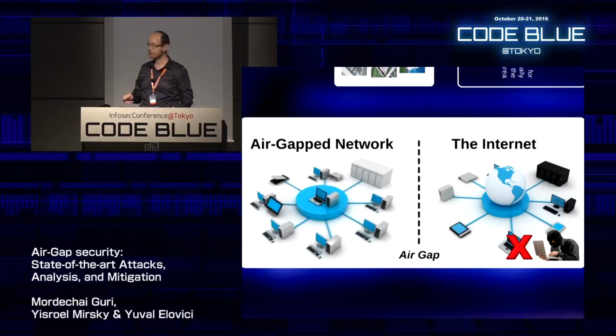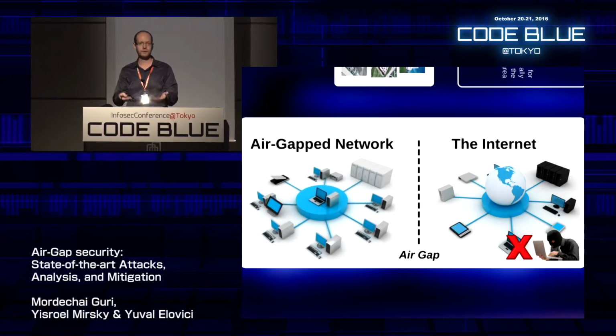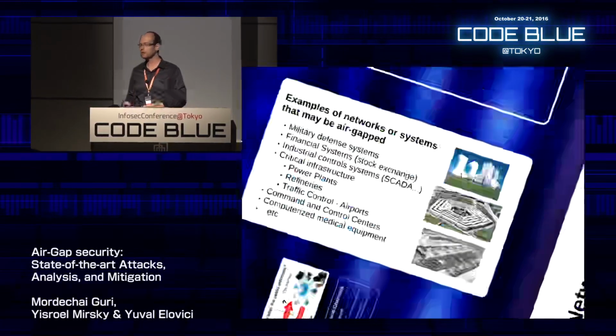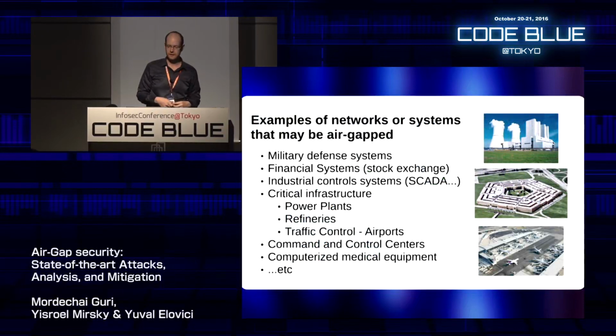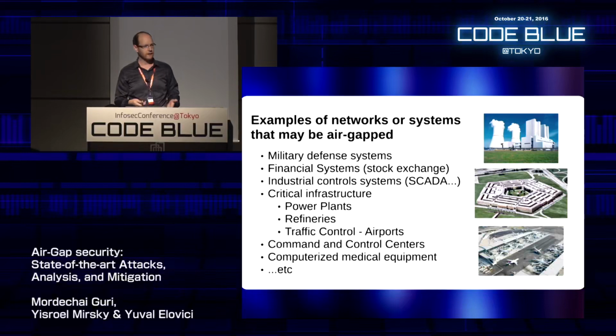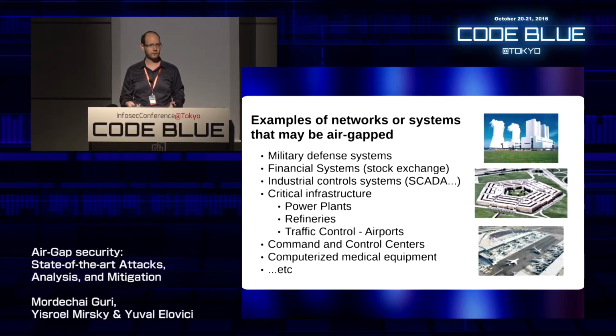You have an air-gapped network, some sort of installation, and you have the public network such as the internet, and the attacker, since he has no physical connection, no Wi-Fi, no Ethernet connection, can't communicate with the network and can't attack that network. Some examples of air-gapped networks that exist today are military defense systems, financial systems such as a stock exchange, industrial control systems, critical infrastructure, power plants, refineries, air traffic control, command control centers, computerized medical equipment, and so on.